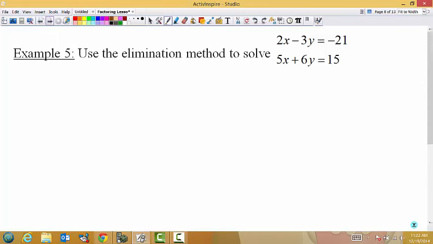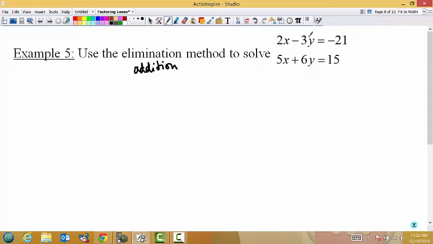Now the elimination method is also sometimes called the addition method. If you remember from Algebra 2, you want to add down and make something cancel. So I look at it and I say, well, if I add it right now, nothing cancels out. 2 plus 5 is 7, negative 3 plus 6 is not 0. But is there a number that I can multiply one or both of them by to make something cancel?